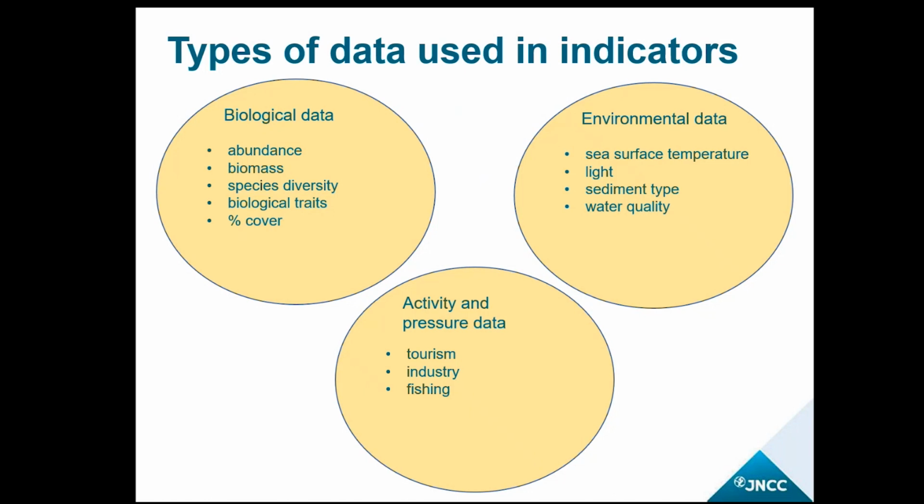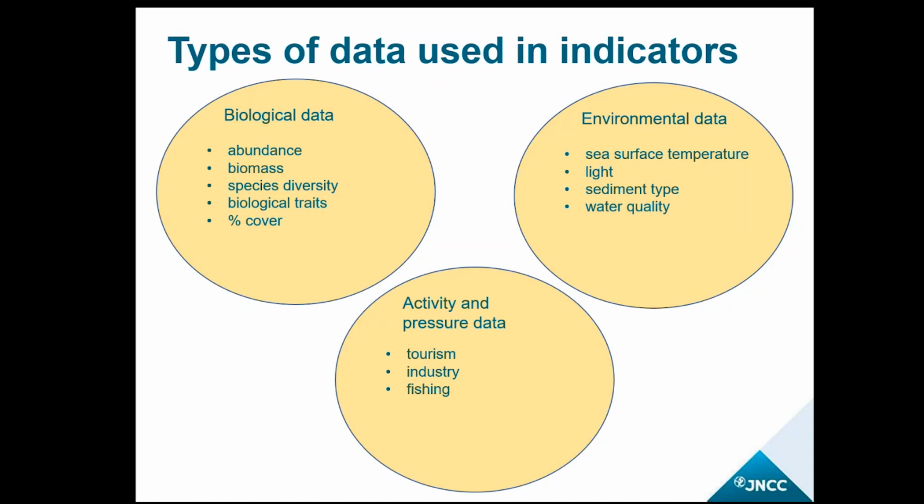Again, the slide is by no means an exhaustive list, just to give some indication of the types of data or data sets that might feed into indicators. You might have biological data, or you're very likely to have biological data in some aspect. That might be abundance, biomass, species diversity, biological traits, or perhaps percent cover. Again, it would depend on what is being assessed and what's being looked at.